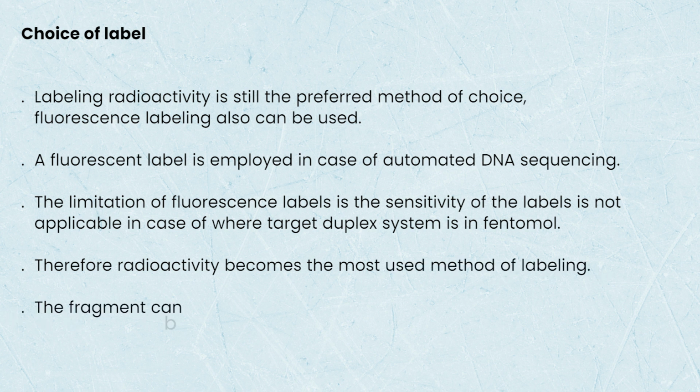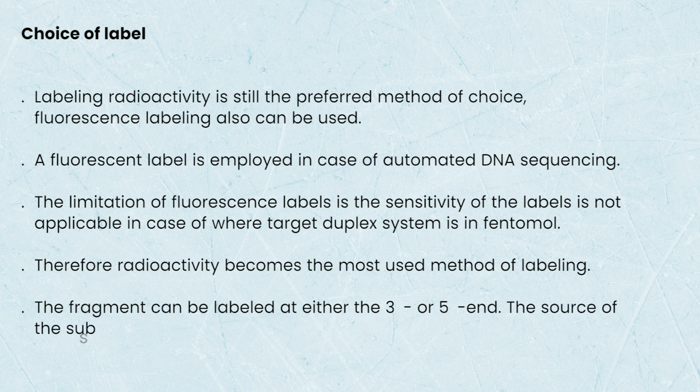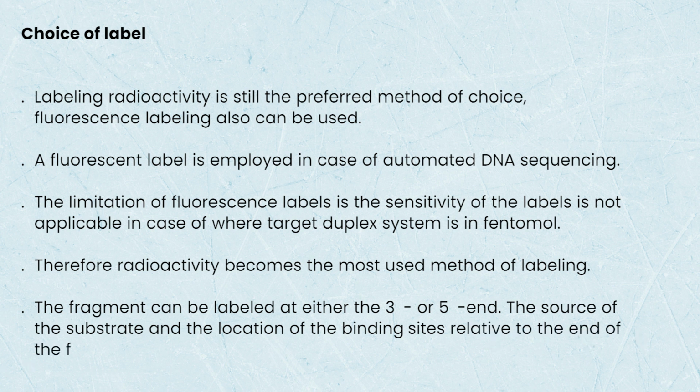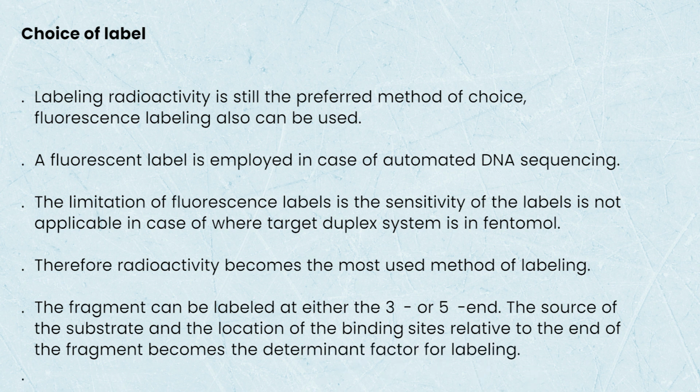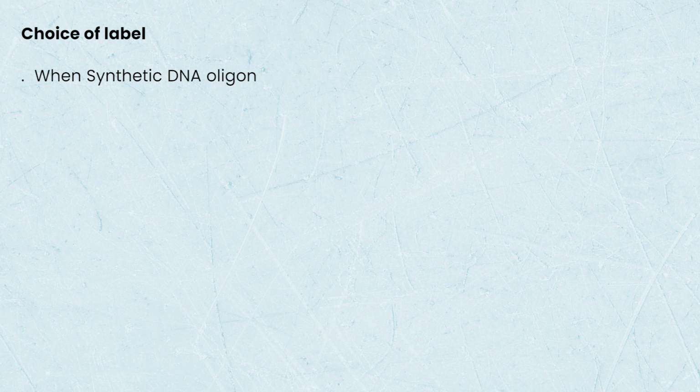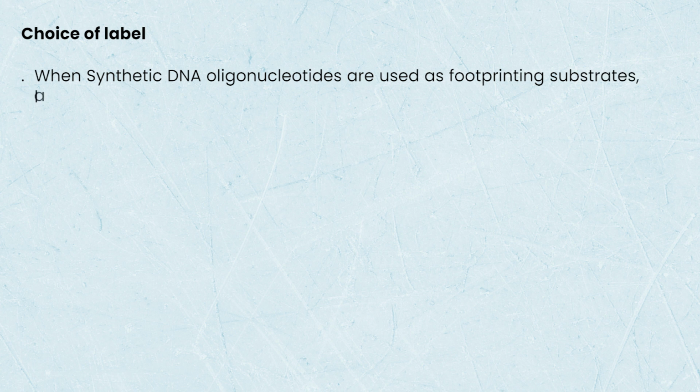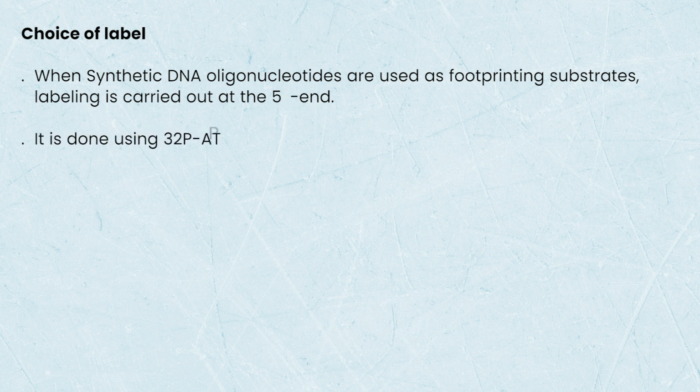The fragment can be labeled at either the 3' or 5' end. The source of the substrate and the location of the binding sites relative to the end of the fragment become the determinant factor of labeling. When synthetic DNA oligonucleotides are used as footprinting substrates, labeling is carried out at the 5' end. It is done using 32P ATP and polynucleotide kinase.